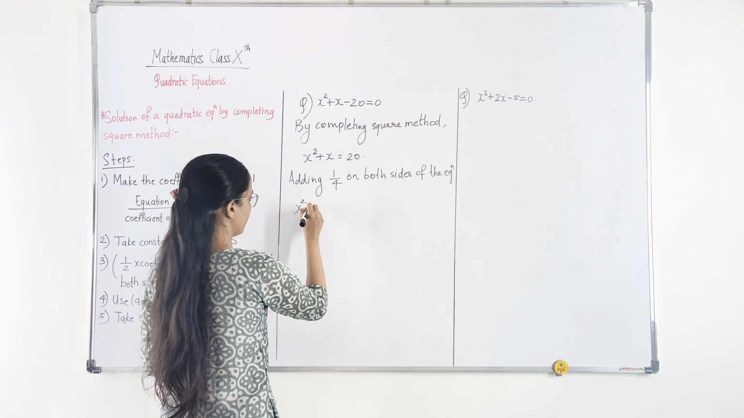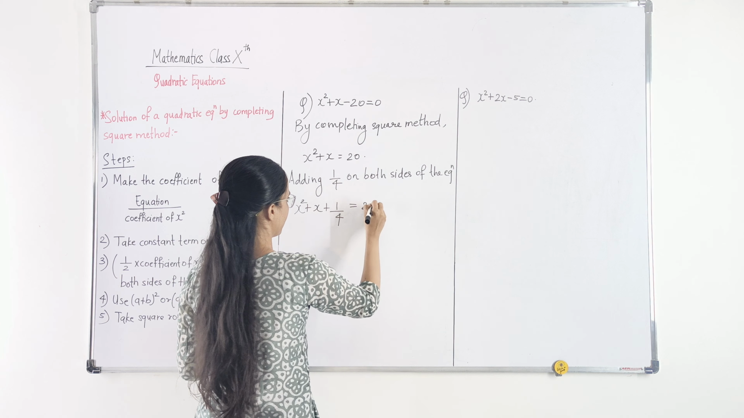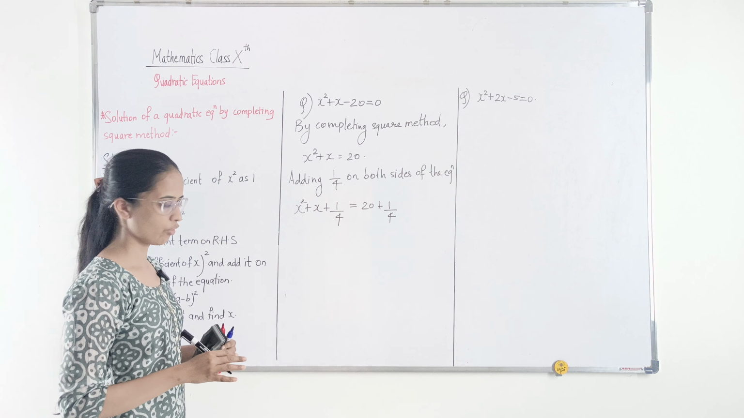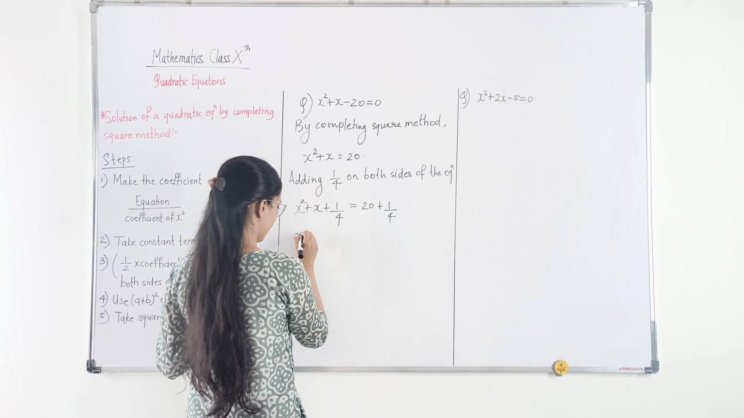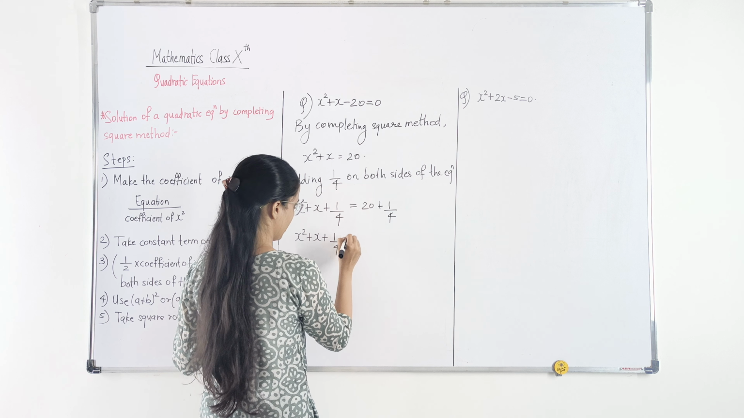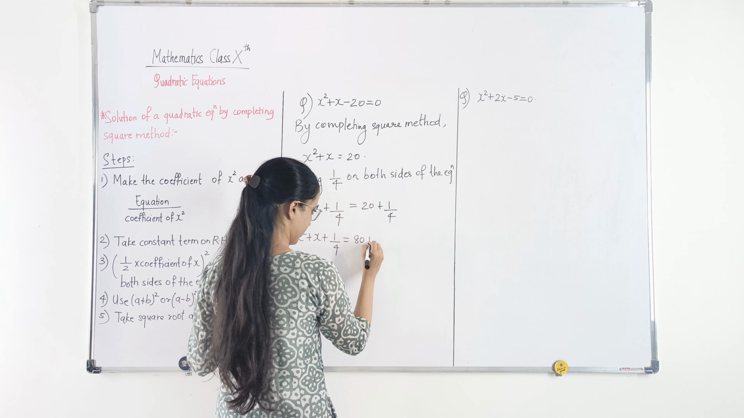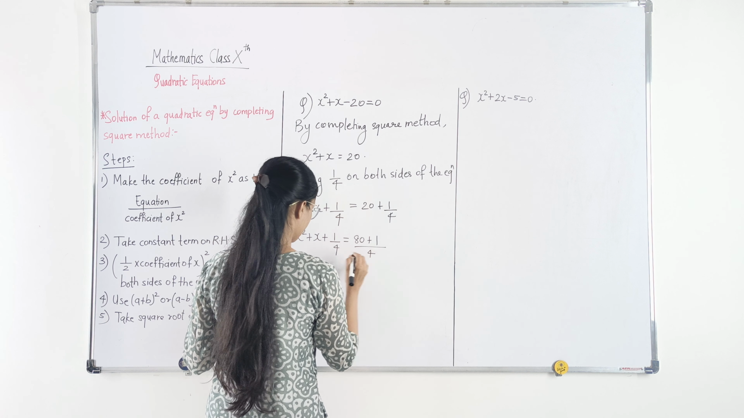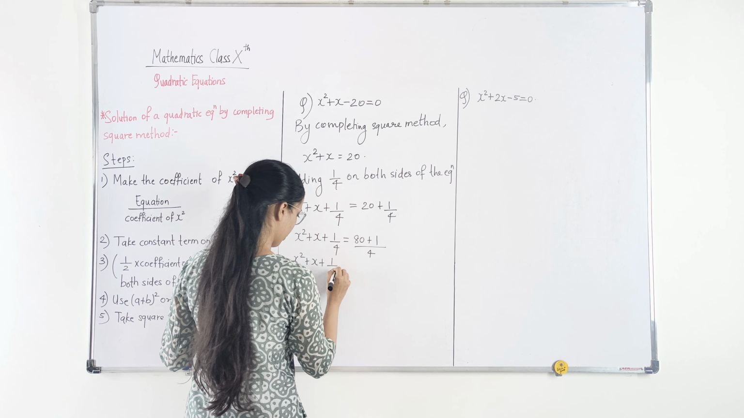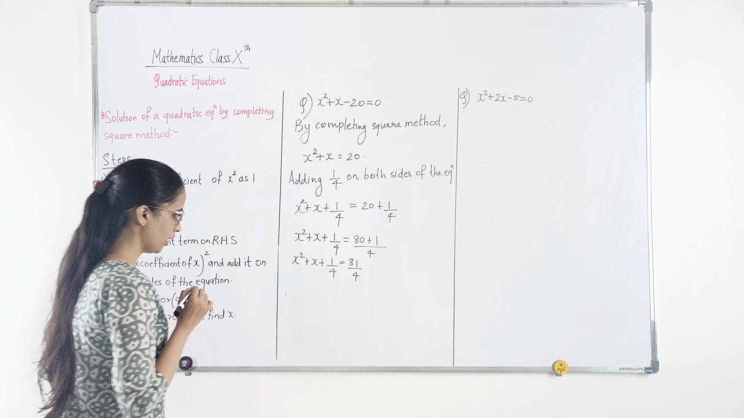So we get x square plus x plus 1 upon 4 equals 20 plus 1 upon 4. Now let us first simplify the right hand side of the equation. Let the left hand side be as it is. The right hand side is equal to 20 into 4 is 80 plus 1 upon 4, so x square plus x plus 1 by 4 equals 81 upon 4.